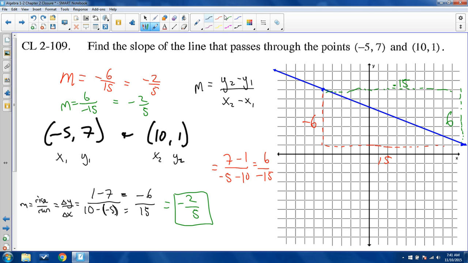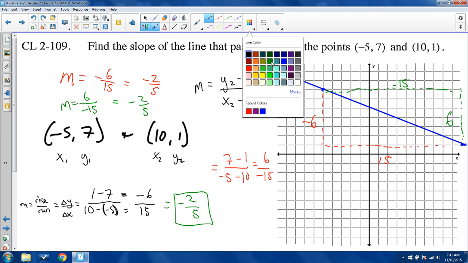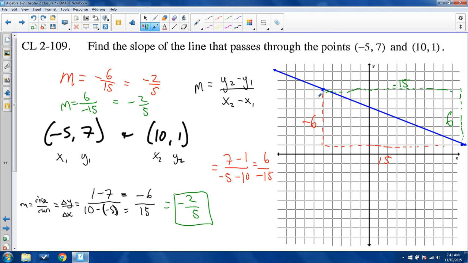Now again, the way that slope works is it'll still be on your line if you're doing it right. If I'm going down 2, I'm going over 5. Boom, there's a point. Down 2, over 5. Notice I'm still on the line even when I shrink my slope. Left 5, rise 2. Still on that line right there.